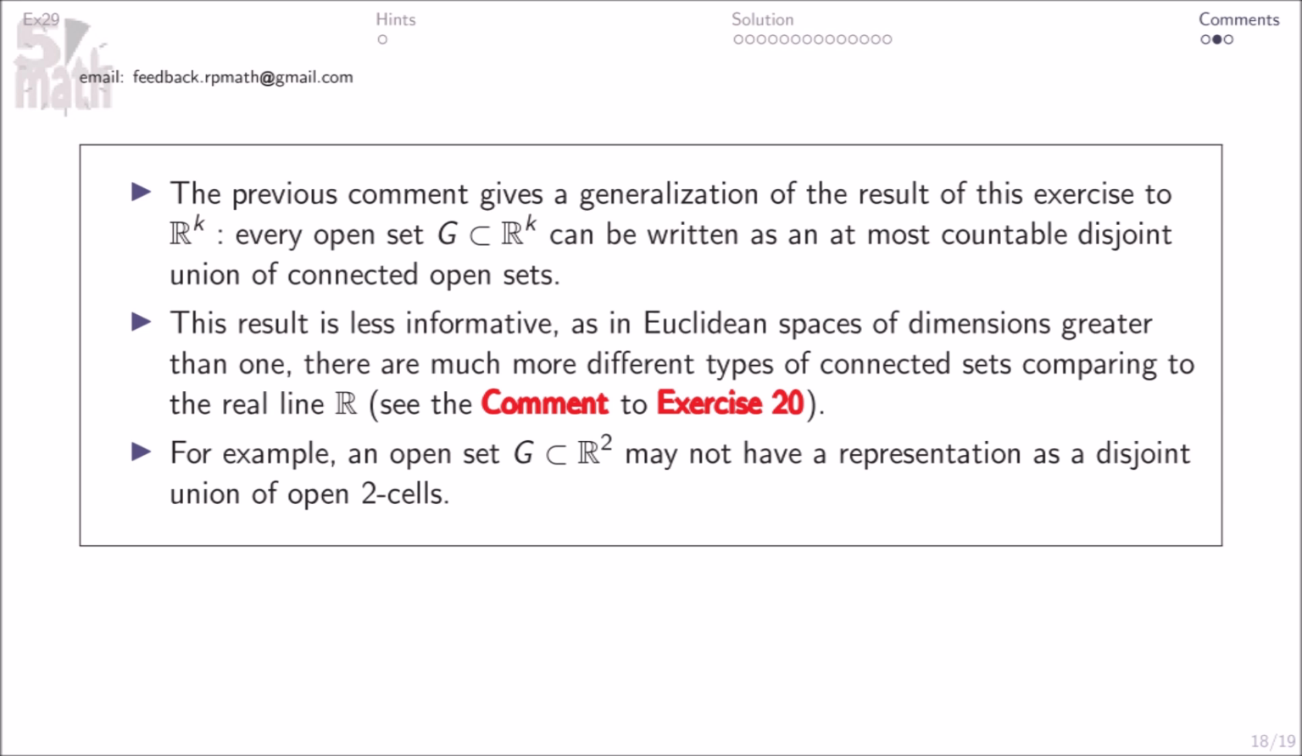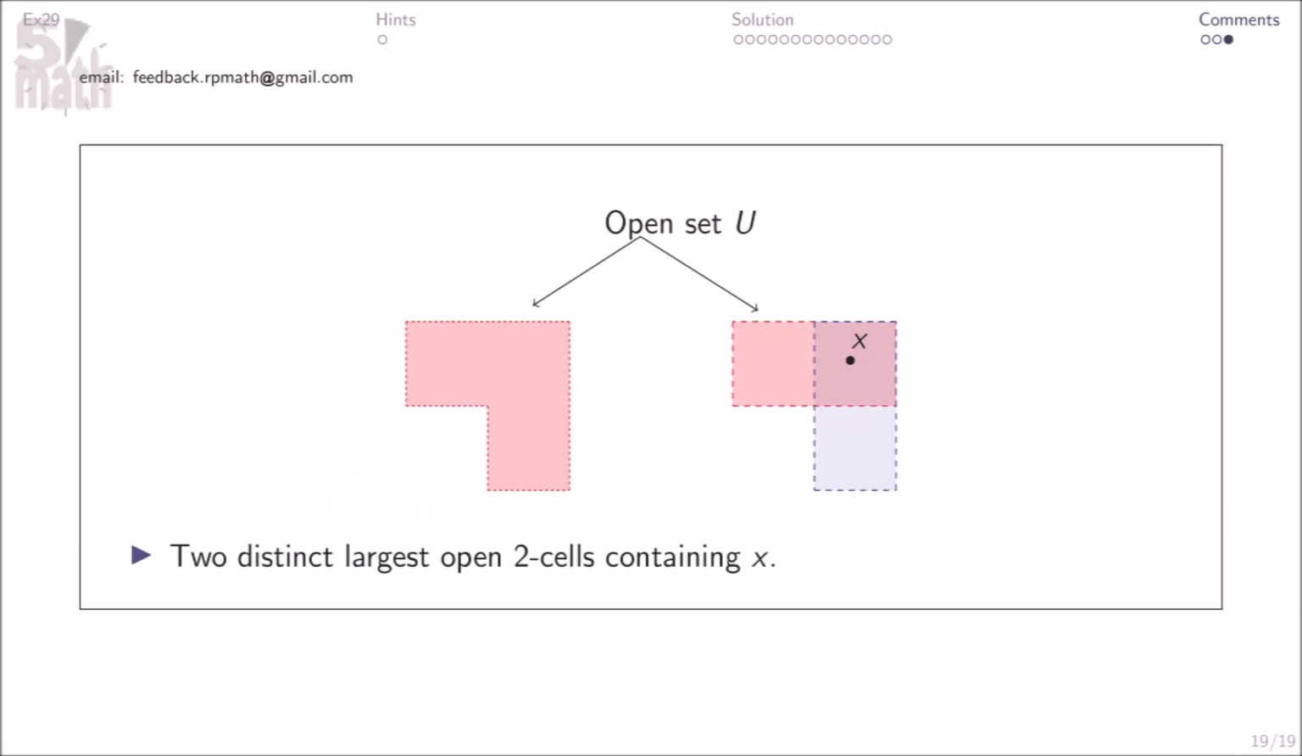The previous comment gives a generalization of the result of this exercise to Rk. Every open set G subset Rk can be written as an at most countable disjoint union of connected open sets. This result is less informative, as in Euclidean spaces of dimensions greater than 1, there are many more different types of connected sets compared to the real line R. See comment to example 20. For example, an open set G subset R2 may not have a representation as a disjoint union of open two cells. Here is a picture. Two distinct largest open two cells containing x.